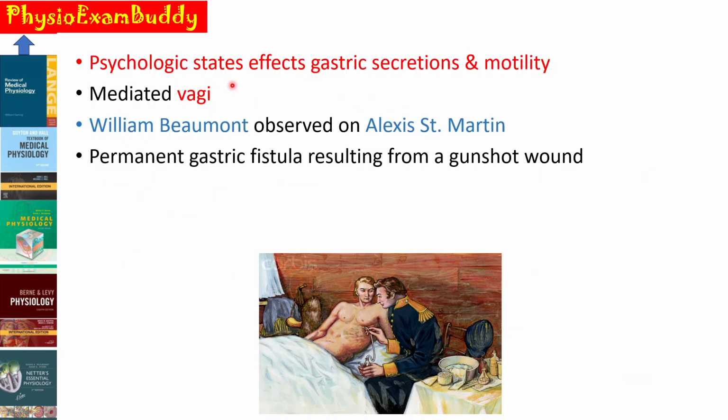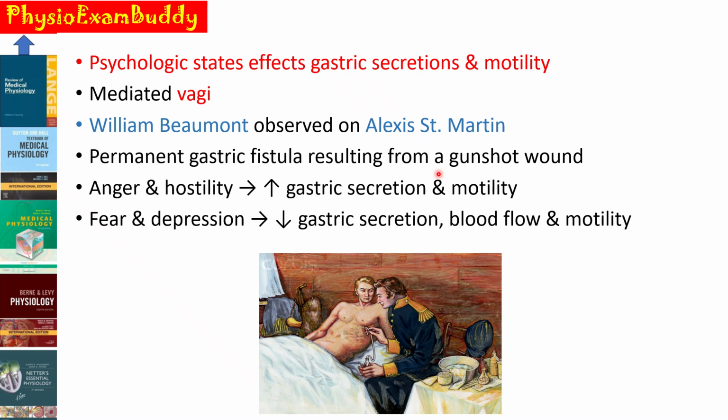Again, the psychological states as well as the emotional state of a person can also affect the gastric secretions as well as motility, and this is basically mediated by the vagus nerve. A physician named William Beaumont observed these things in a patient named Alexis St. Martin, who got a permanent gastric fistula resulting from a gunshot wound. In this patient, anger and hostility were found to increase the gastric secretion as well as motility, whereas fear and depression caused a decrease in the gastric secretion, blood flow as well as motility.